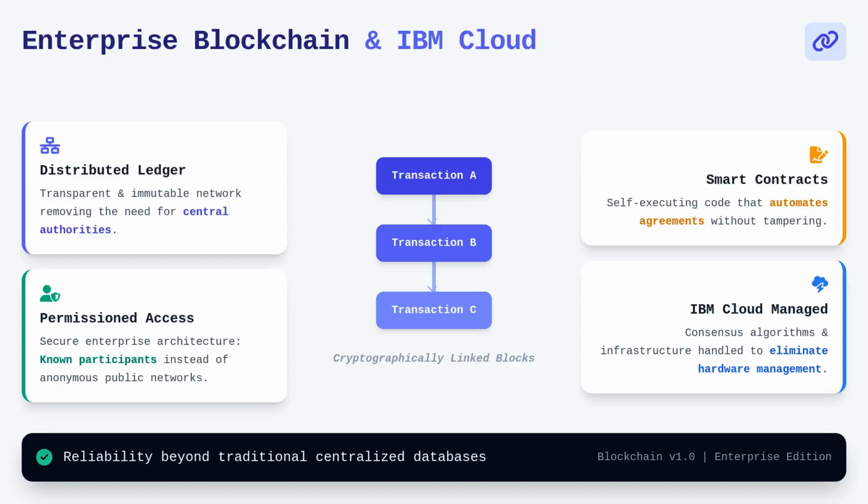Maintaining this state requires robust consensus algorithms that ensure every node in the network agrees on the validity of transactions before they are committed. Through IBM Cloud's managed offerings, these complex components are handled to ensure the infrastructure remains available and secure without requiring you to manage the underlying physical hardware layers.